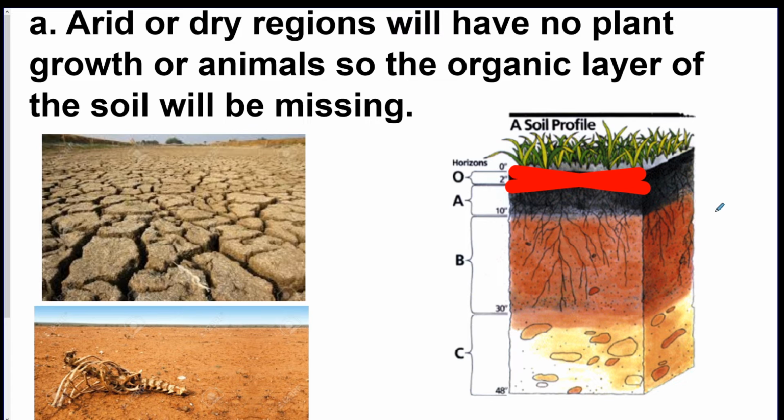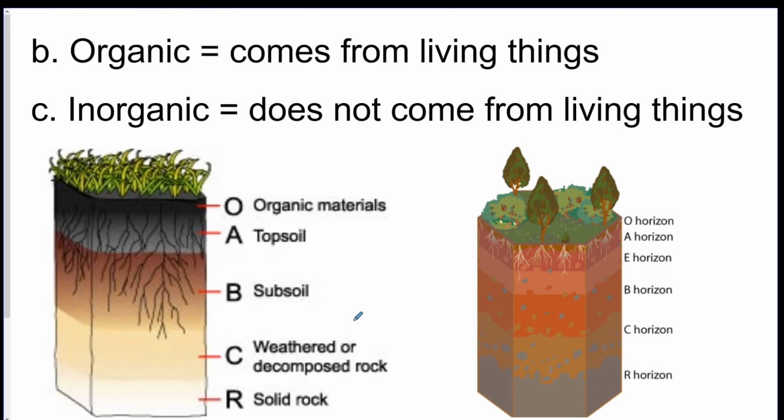So the first thing to take note of, if the area is dry or arid, arid means dry, you're going to have no plants in that area or animals generally. So the organic layer of the soil will probably not be there because you're not going to have plants dying in an area where they don't even grow. So you might see something like this or this. Not very dark, no plant matter, not very organic. So organic means it comes from living things. Inorganic means it does not come from living things.